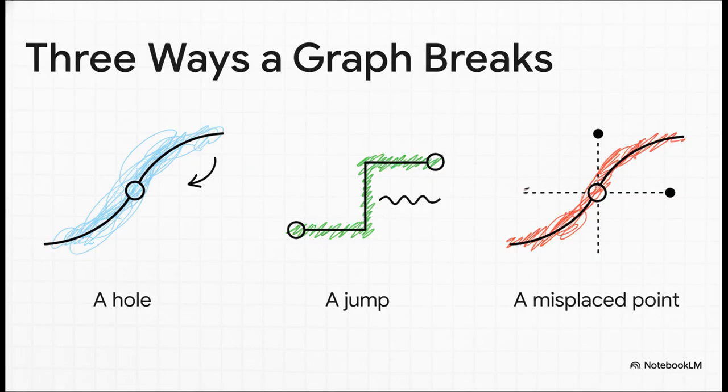First, you've got a hole. That's where a single point is just gone. Poof! Then there's a jump, where the graph literally stops at one level and then picks back up at a totally different one. And finally, you can have a misplaced point. The point is there, it exists, but it's floating somewhere off the curve where it just doesn't belong.